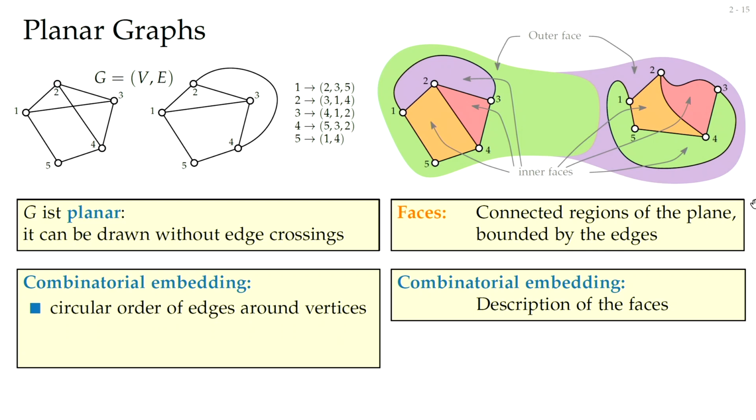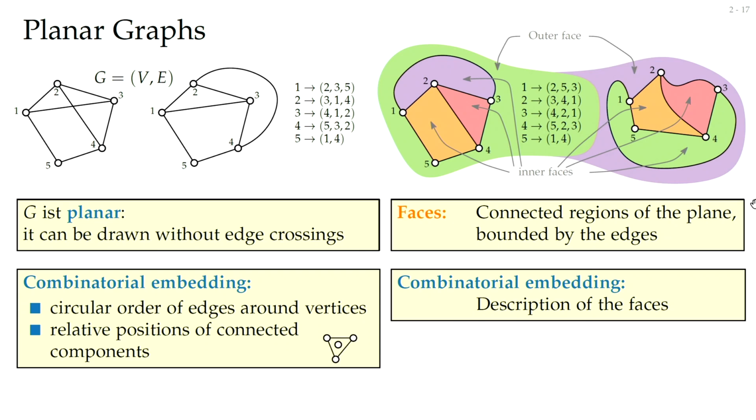These are completely equivalent when the graph is planar. When it's not planar, then they are not equivalent. And it's also only equivalent when the graph is connected. Otherwise, we also have to describe for the connected components how they lie to each other. So this is what we talk about when we say we want a combinatorial embedding.